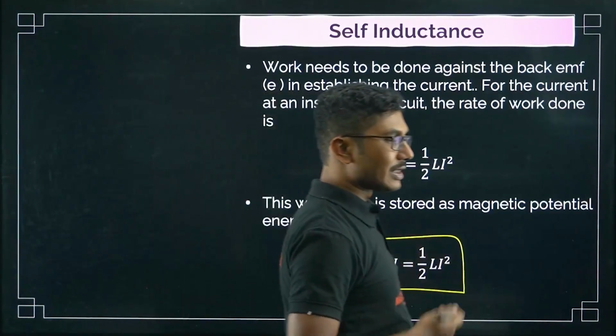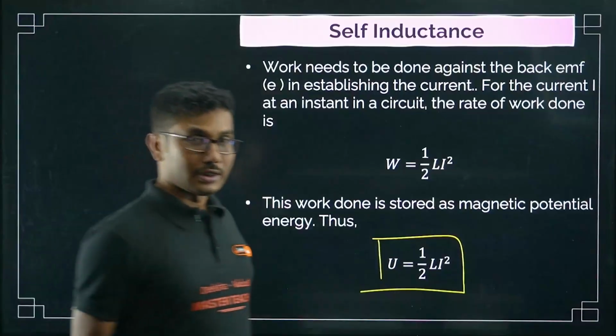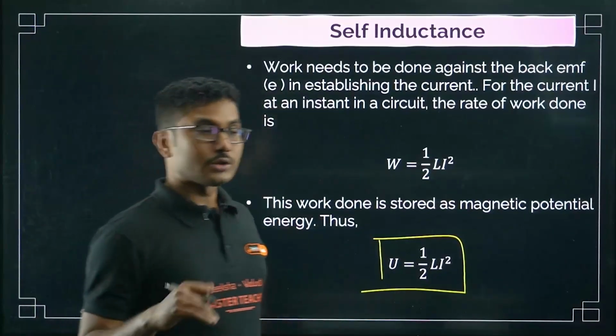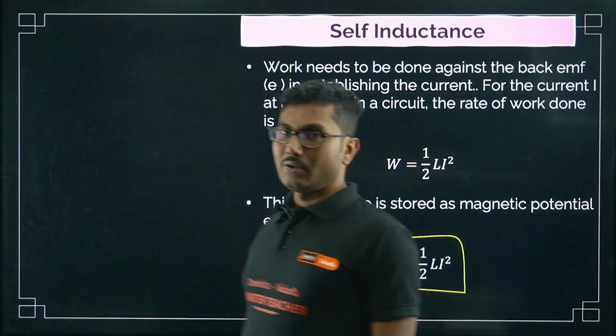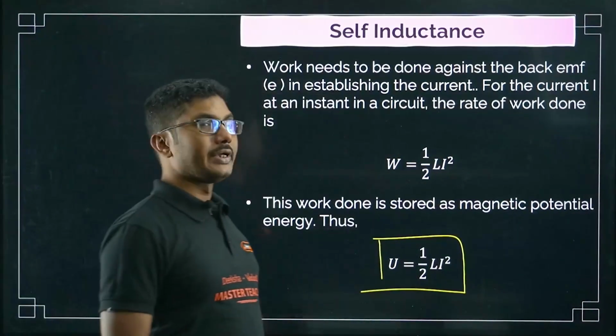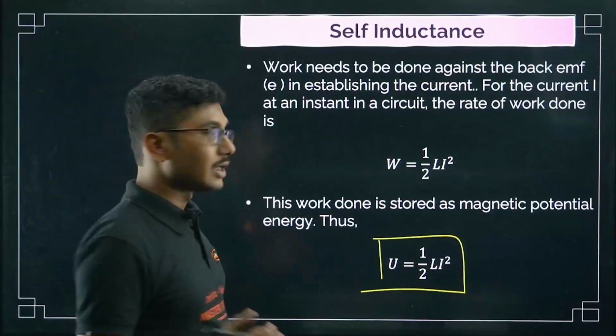So if they ask you what is the magnetic potential energy in a self inductance or in a solenoid, it will be half Li square. Also, what is the work done to establish the current? That is again half Li square. Okay, it is not zero. Be careful, it is not zero even for a self-induced circuit.